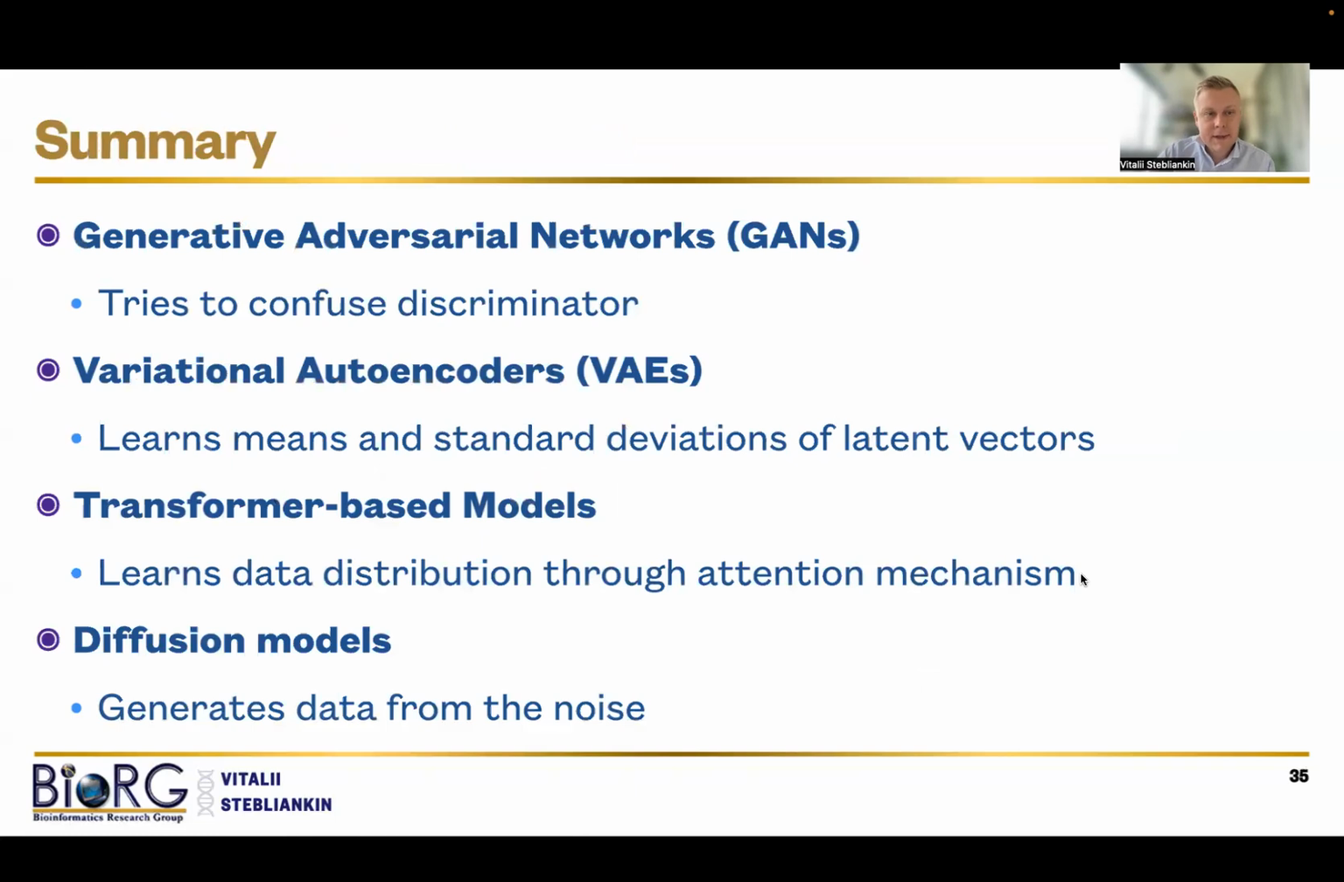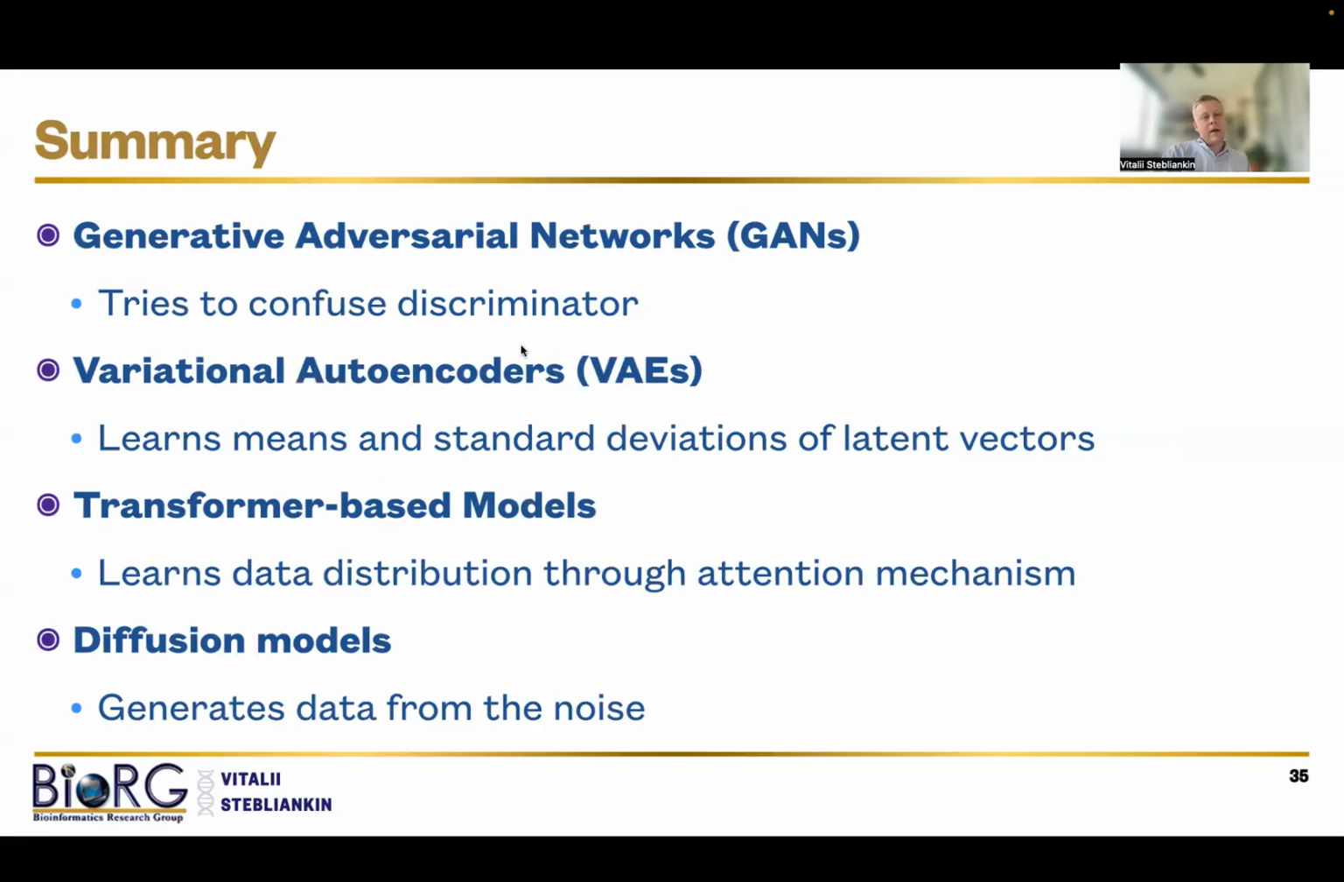Thank you so much for listening. This is the end of the lecture. So here's the summary of what we covered. First we covered generative adversarial networks. The generator and discriminator are trained at the same time, and the generator tries to confuse the discriminator to classify real versus fake.